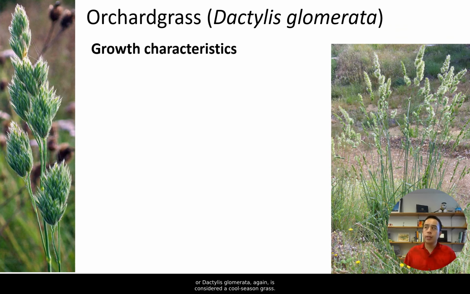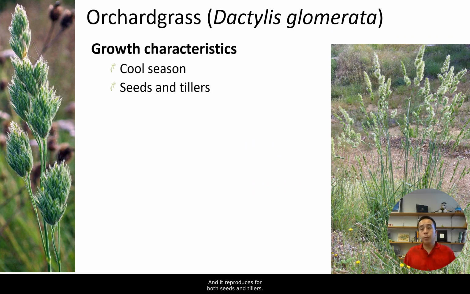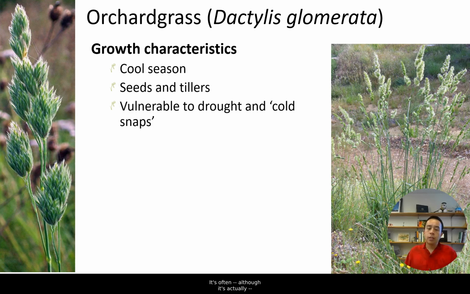In terms of growth characteristics, orchard grass or Dactylis glomerata, again, is considered a cool season grass, and it reproduces from both seeds and tillers. It can also be very vulnerable to drought and cold snaps. So it's really vulnerable to weather variation. It doesn't handle really dry conditions well. It also doesn't handle freezing well, which is what we consider a cold snap.